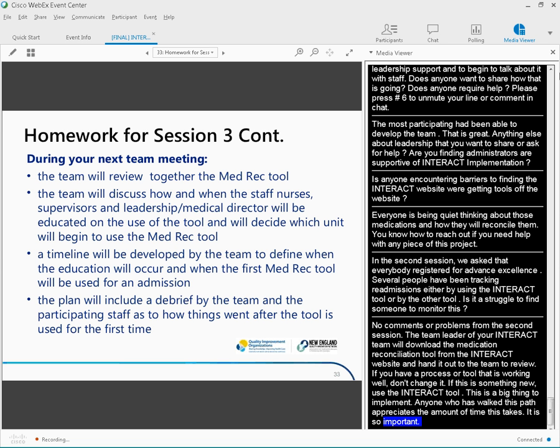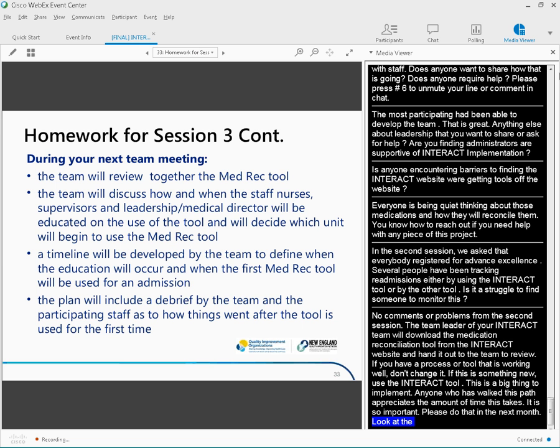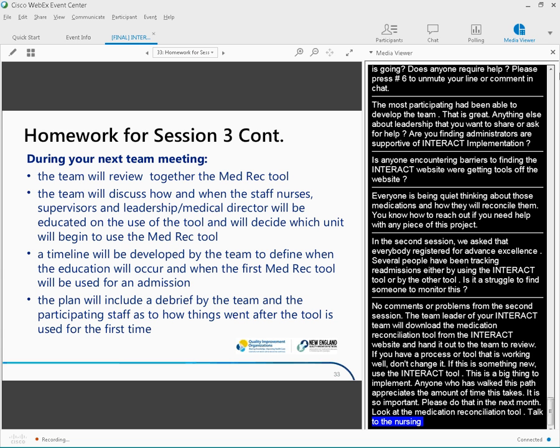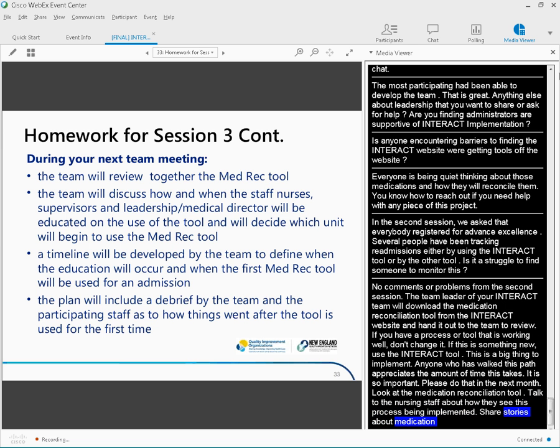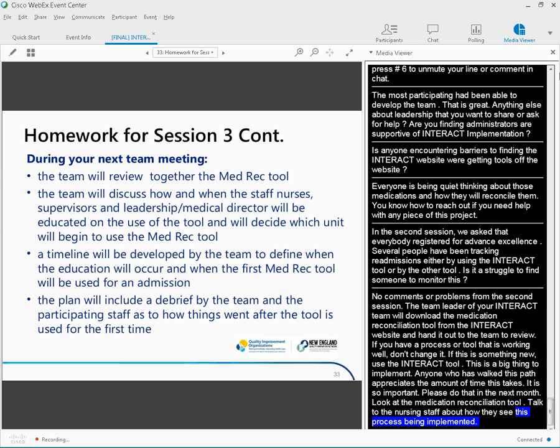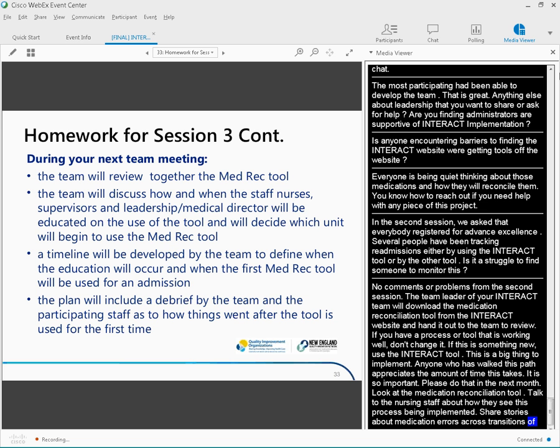Look at that medication reconciliation tool, talk to your nursing staff about how they could see this process being implemented. Share stories about medication errors across transitions of care, because I think they're powerful, and I think almost everyone has one. Either one of their own, one from a patient, one from a parent. We've all had this experience.